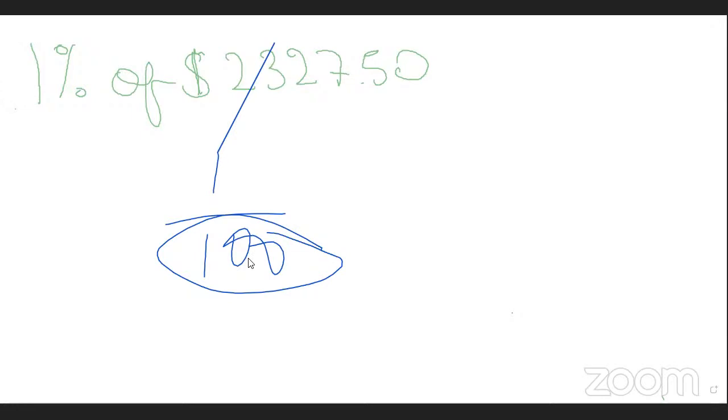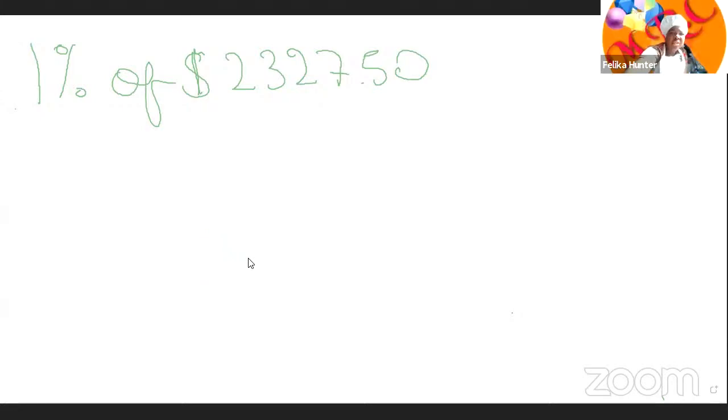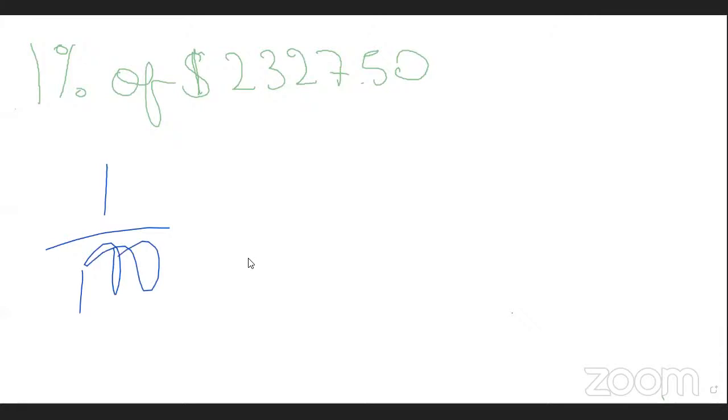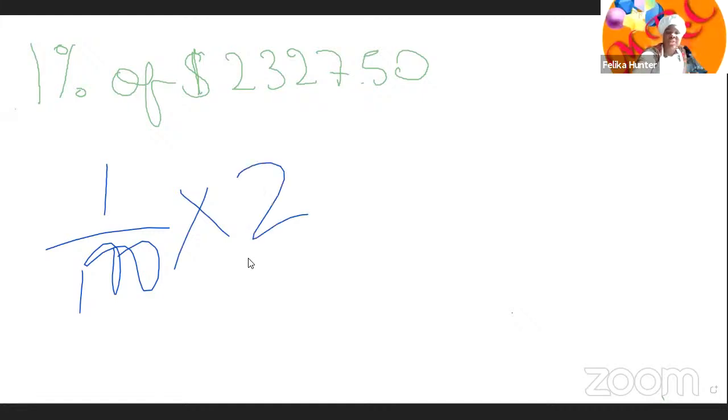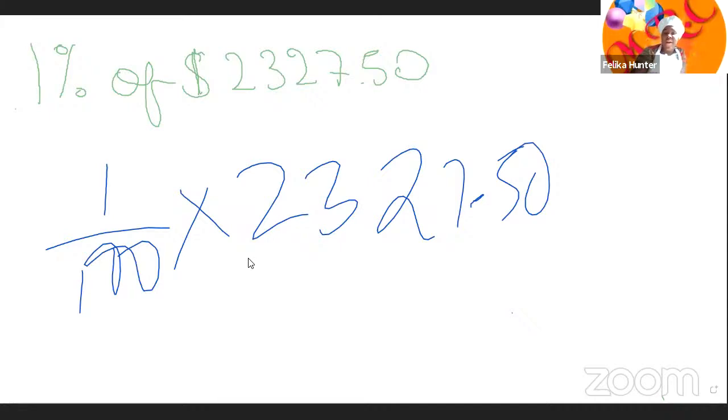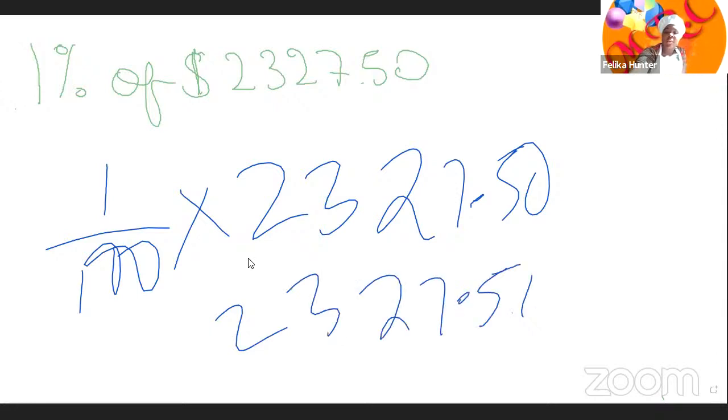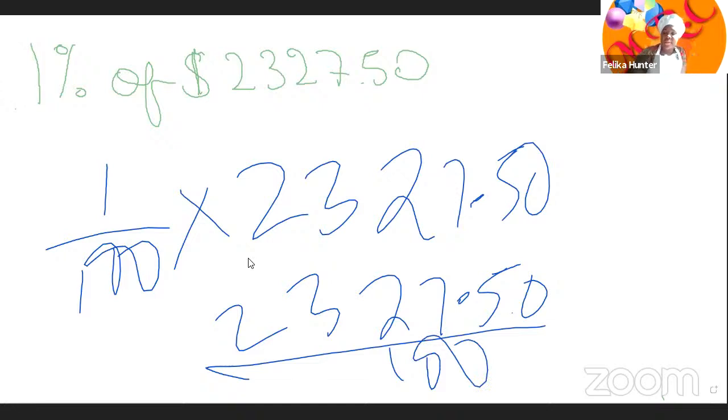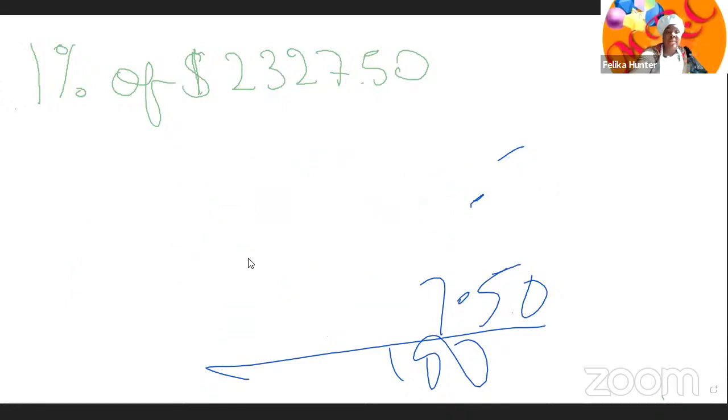When you see 1%, you don't need to write this out, 1 over 100 times 2,327.50, because you already know that you'll be dividing by 100, because you'd end up having 2,327.50 divided by 100. Everybody see that? Yes, miss. So we don't need to write 1 over 100 times that. That is wasting our time.